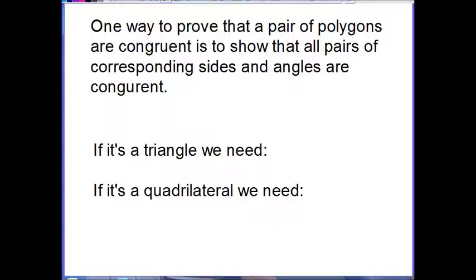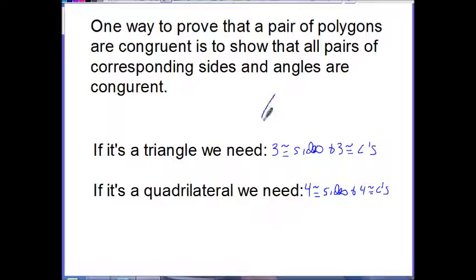One way to prove that a pair of polygons are congruent is to show that all pairs of corresponding sides and angles are congruent. So if it's a triangle, we need to have 3 congruent sides and 3 congruent angles. If it's a quadrilateral, we need to have 4 pairs of congruent sides and 4 pairs of congruent angles. If it would be pentagons, we would need 5, hexagons 6, and so forth. But we need to have pairs: 3 sides on one triangle matching with 3 sides of another triangle.